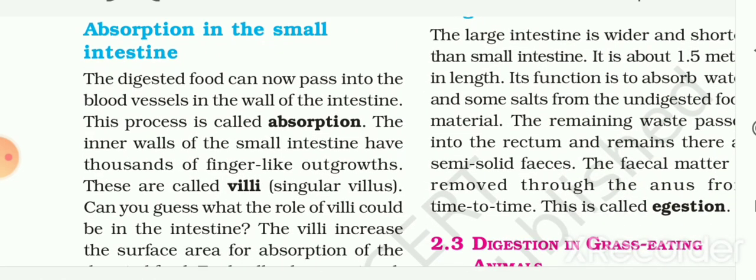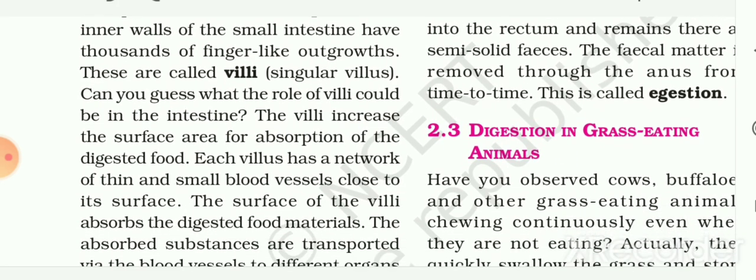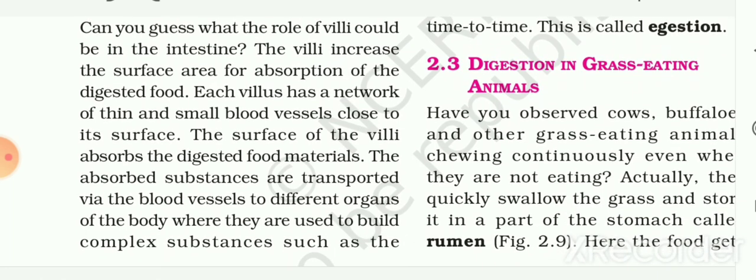Now the next is how this food gets absorbed by the small intestine. So, absorption in the small intestine. The digested food can now pass into the blood vessels in the wall of the intestine, and this process is called absorption. The inner walls of the small intestine have thousands of finger-like outgrowths called villi, singular villus. Can you guess what the role of villi could be in the intestine? The villi increase the surface area for absorption of the digested food, and each villus has a network of thin and small blood vessels close to its surface.